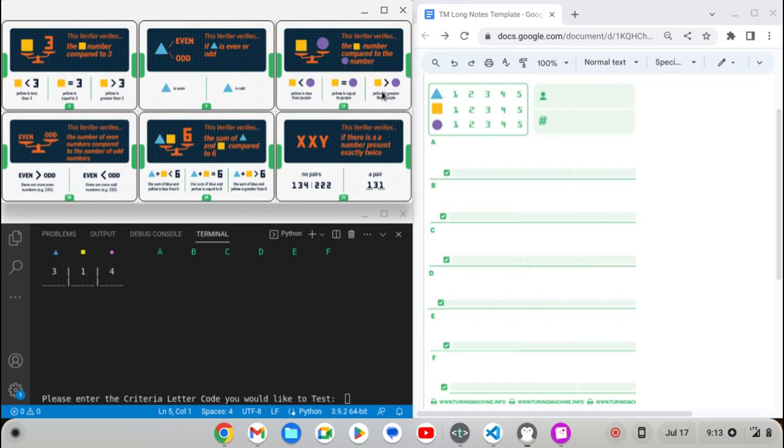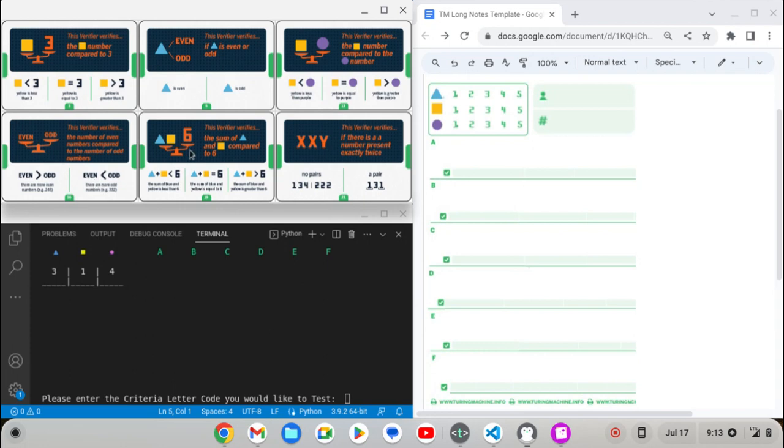Criteria card C looks at our middle and last digit, our square and circle, and basically is comparing them. So should the value of square be less than circle, should they be equal, or should square be greater than circle? Criteria card D will look at the 3-digit solution, and the Turing machine will let us know a little bit about the ratio of even to odds.